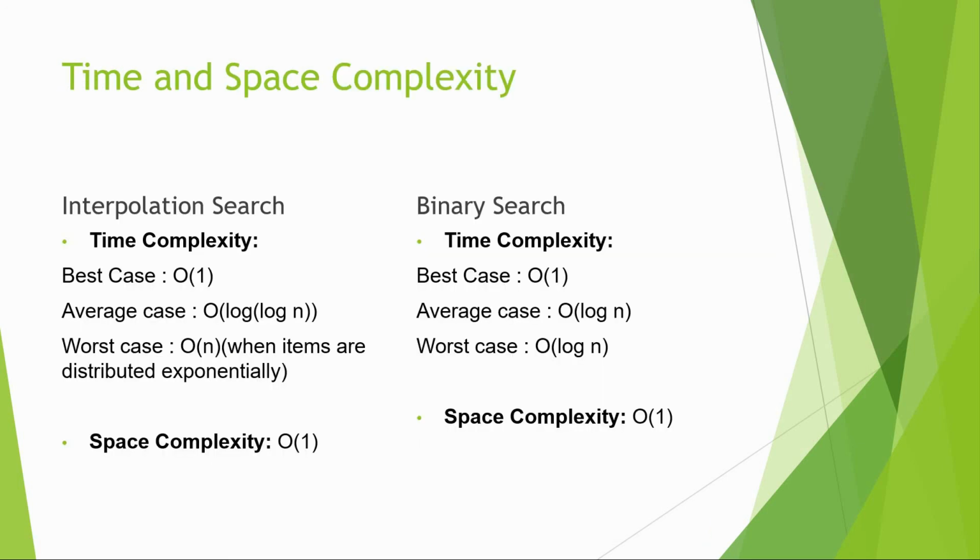The time and space complexity for both interpolation search and binary search are almost similar, except the average case. As we can see, the average case of interpolation search is O(log log n) versus binary search O(log n). This proves that interpolation search on average is way faster and more efficient than binary search, and this is the reason that I chose this algorithm, as it is just way more efficient than binary search. Thank you.